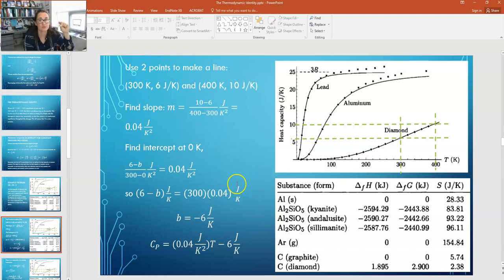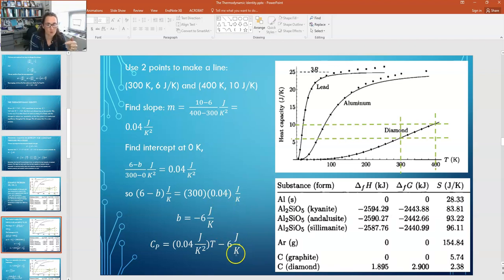So I'm going to use rise over run again, and that would be 6 minus b divided by 300 minus 0, joules per Kelvin squared. I set that equal to my slope, which is now known, which is 0.04. Then I just do some algebra. I would have 6 minus b is equal to 300 times 0.04, and then I would solve for b. When I solve for b, I get minus 6 joules per Kelvin. Okay, so that's what I've got.